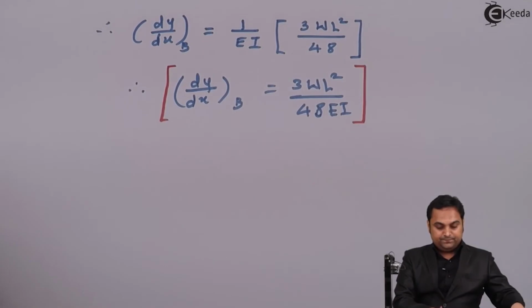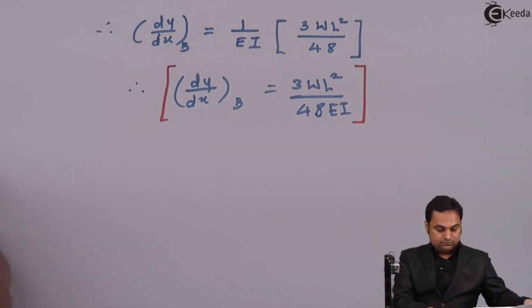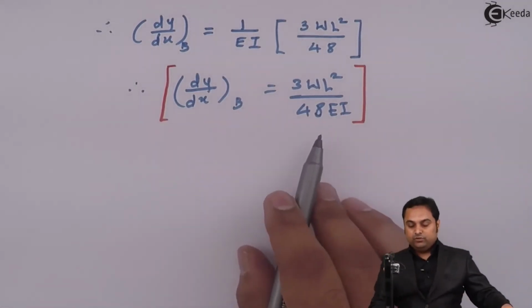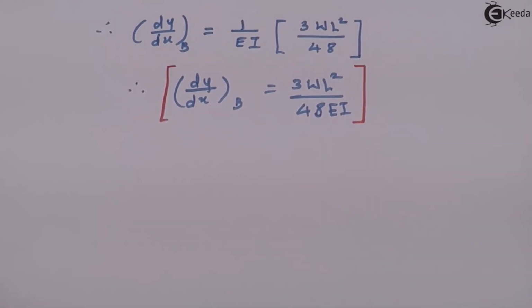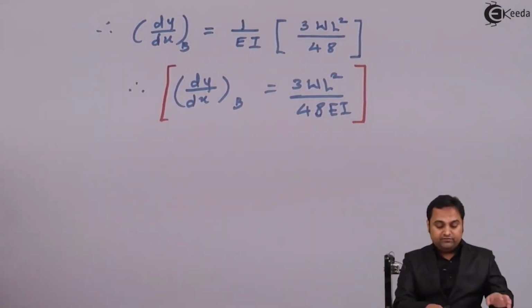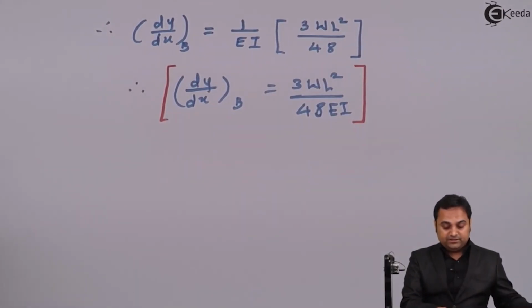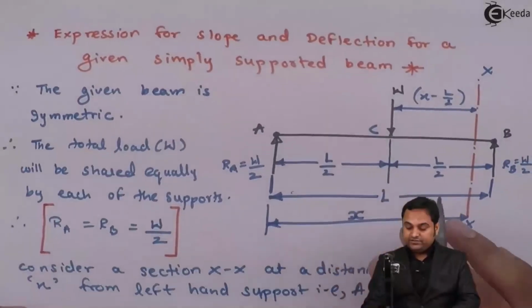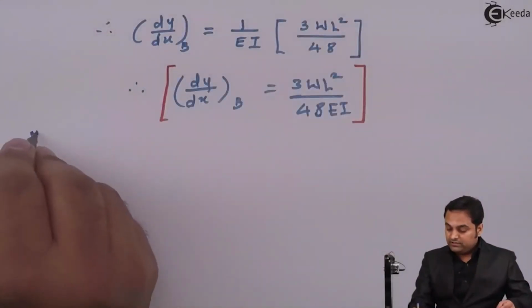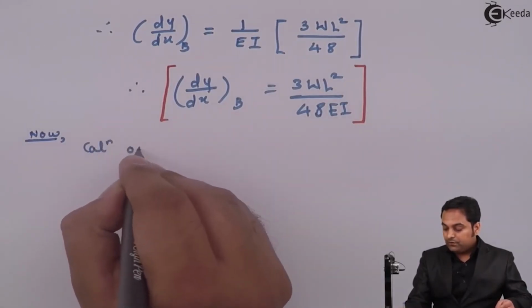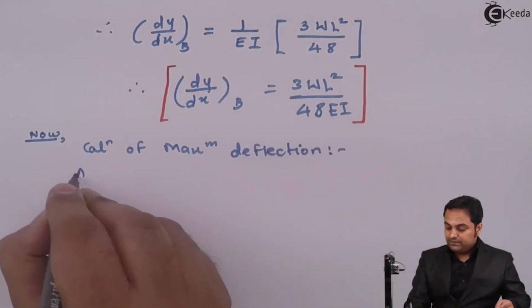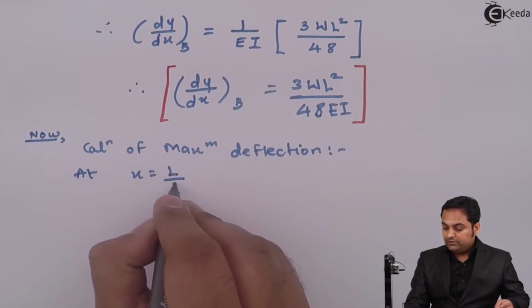Now after reaching here, next here we have found out the slope at point B. Now in a similar manner we can calculate the deflection. So I'll show the deflection at the center of the beam, because at the supports the deflection is 0. So for the simply supported beam we will find the deflection at the center, which is the maximum deflection. So now I'll say that calculation of maximum deflection, that is at x is equal to L by 2.